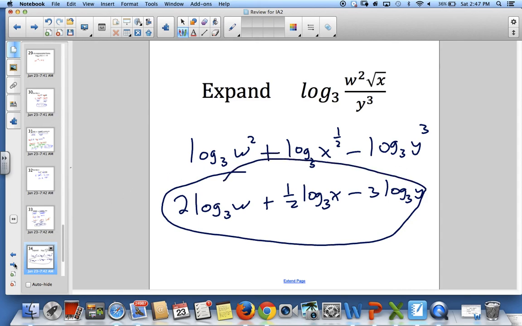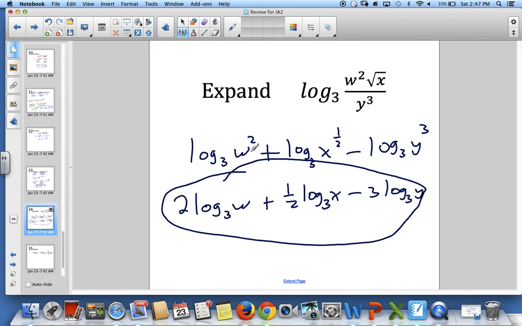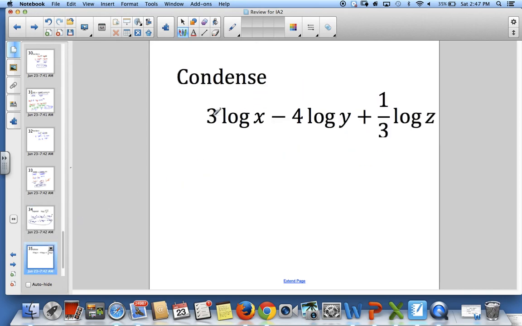Okay. And the last problem here is when we're going to work backwards. Now we're going to condense. So now if you look at the last problem, we went from this step to this step to this step. Now we're just working backwards. So here we took the exponent and put it in front. We're going to now take it in front and move it back. So we take this 3 and move it up to here as an exponent. And this 4, move it up to here as an exponent. And a 1/3, move it up to here as an exponent.